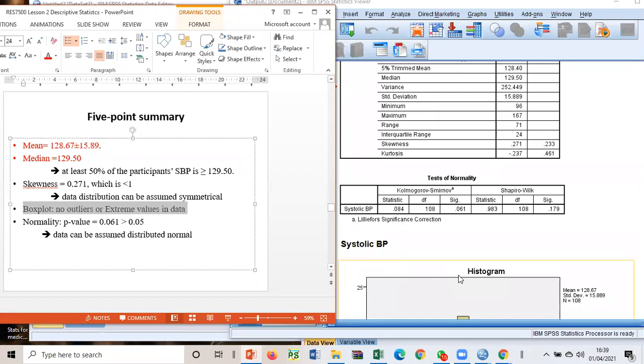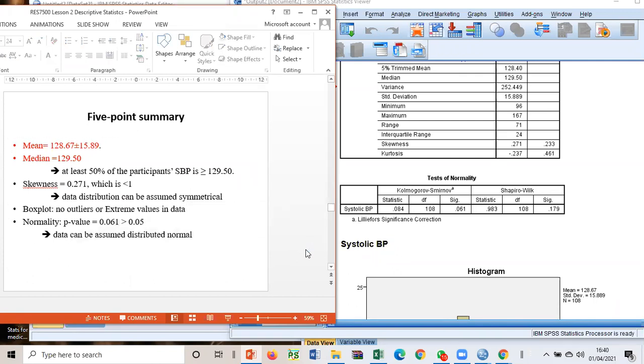Next one, test of normality. Which test is used, Kolmogorov-Smirnov or Shapiro-Wilk? KS. So what's the p-value there? 0.061. Is it more than or less than 0.05? More than 0.05. Therefore, data can be assumed to be distributed normally. Any questions? Any clarifications?